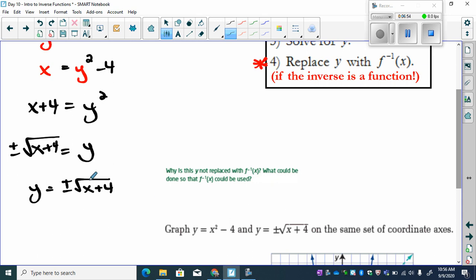That is the inverse. It's not a function, remember, so I cannot replace that with f inverse of x unless, in order to replace this with f inverse of x, like so, I would have to restrict the domain. So this is true if I do the following.